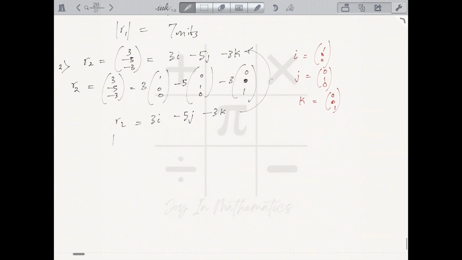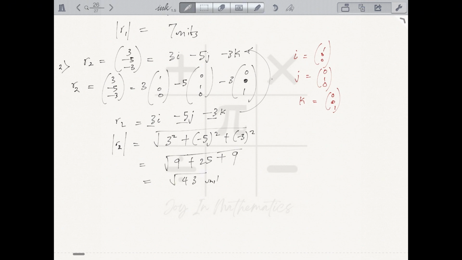Now it's time to evaluate the magnitude of r2. We know the magnitude is the square root of the sum of the individual squares. So here we have 3, minus 5 and minus 3. That's 3 squared plus (minus 5) squared plus (minus 3) squared. And this will result in 9 plus 25 plus 9, and this is root 43 units. And root 43 units can be simplified to give 6.557 units. This is the modulus, or magnitude, of the vector.